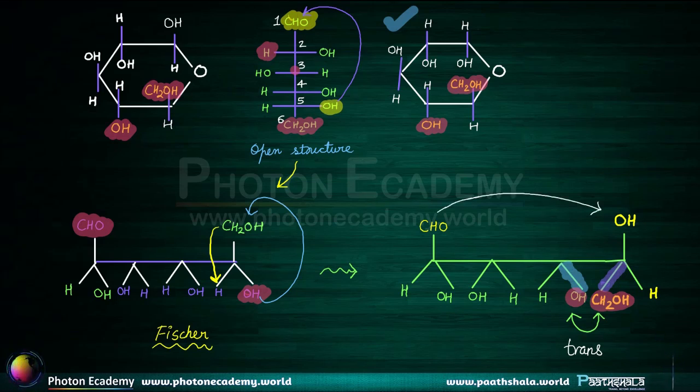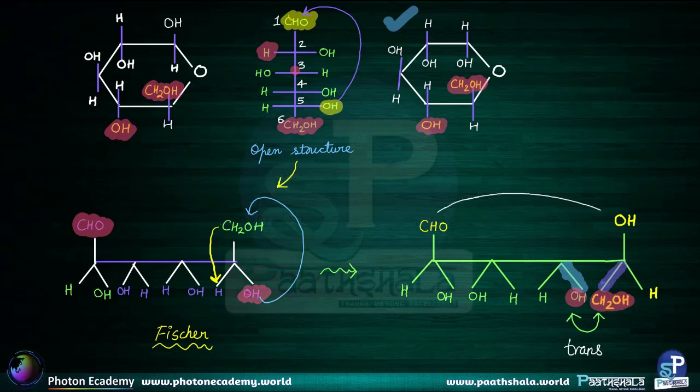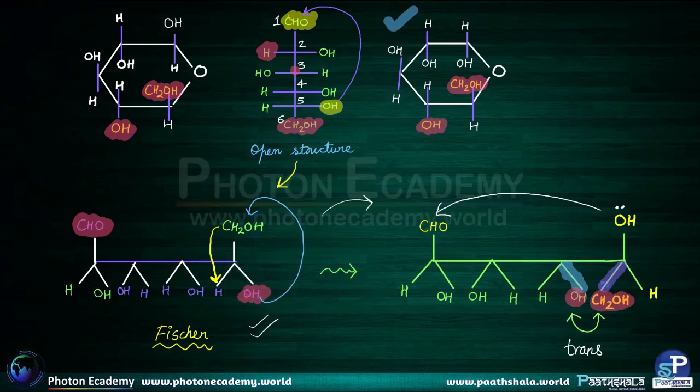the cyclic structure, because my lone pair of electrons are being transferred to my CHO group. So in order for this to happen, I have to make this particular structure come in this form, and therefore I have got my OH and CH2OH group in the trans form.